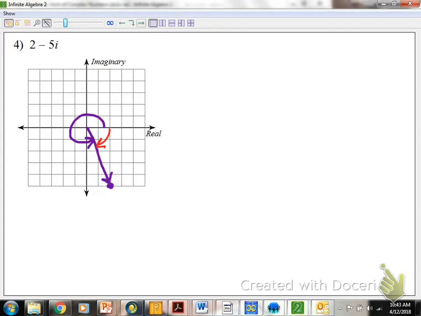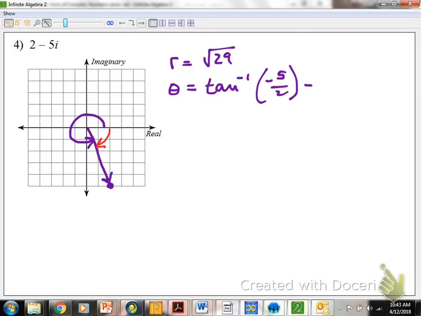All right. What'd you get for the radius, Miller? Okay. Daniel, what'd you get for the radius? Root 29. Square root of 29 is correct. All right. And theta, what do we get for theta? Inverse tangent of negative 5 over 2 would give us what? What's the actual tangent value that you get when you do this? Negative 68.2.